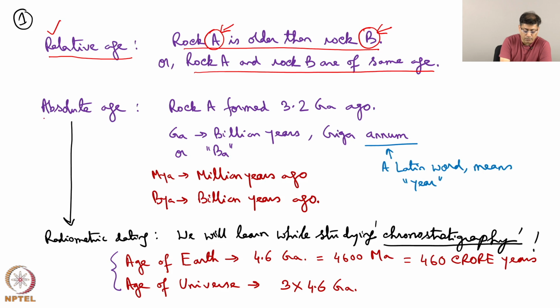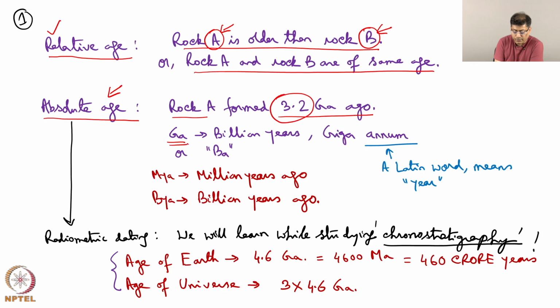And what is the meaning of absolute age? Here, suppose I say rock A was formed 3.2 billion years ago. If I say that rock A formed 3.2 billion years ago, then in this statement we are putting the exact age of the rock. So, this 3.2 is the absolute age.